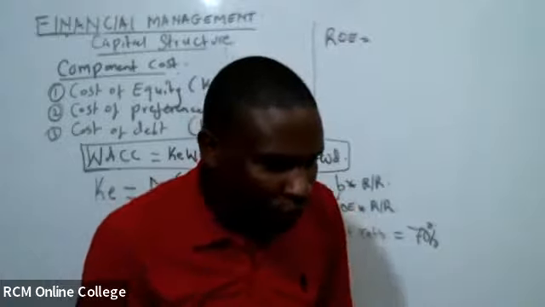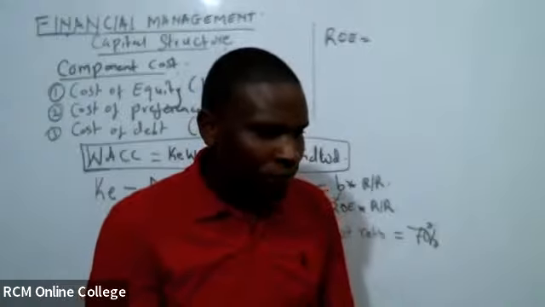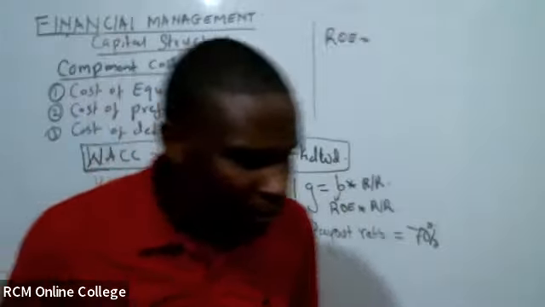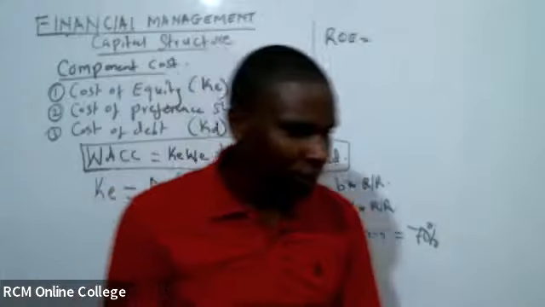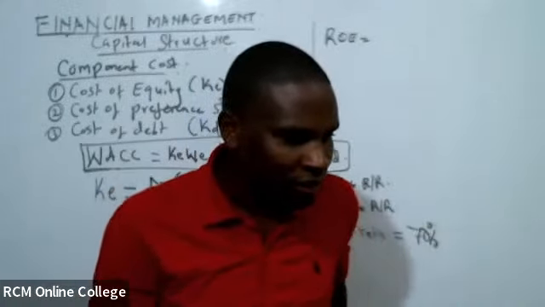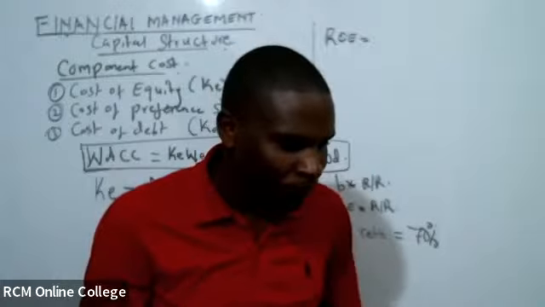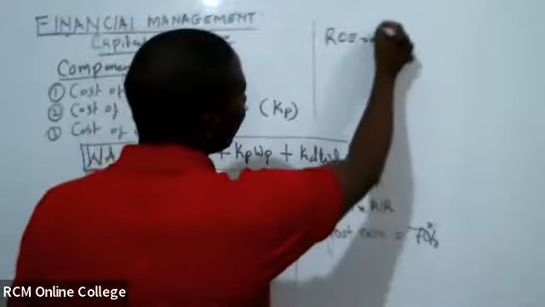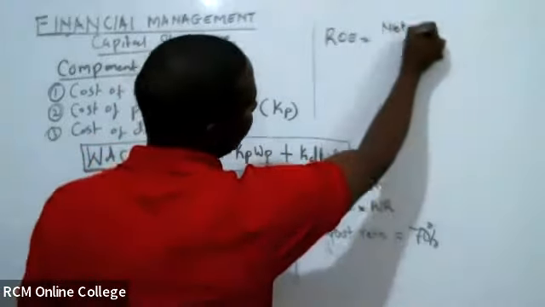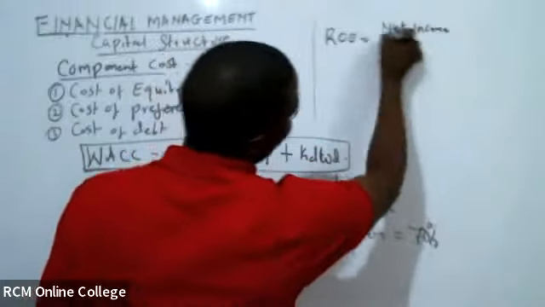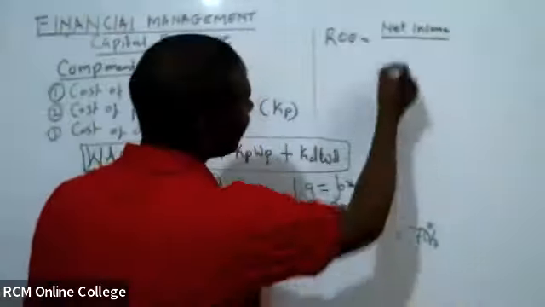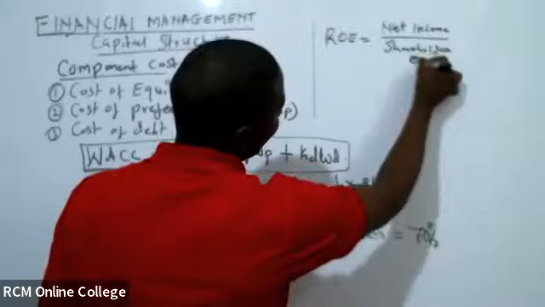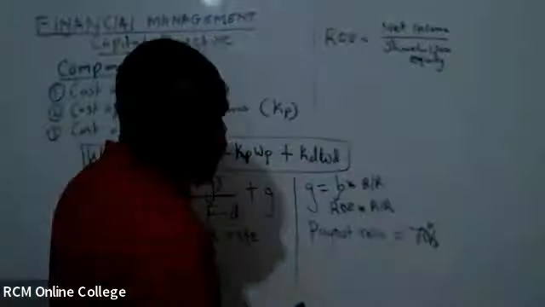Hapo nishapata. Robinson ananiambia profit after tax, and then you divide by shareholders' equity, or capital, times 100. Those are two responses. Good. To get ROE, we need to get the net income, divide by the shareholders' equity.